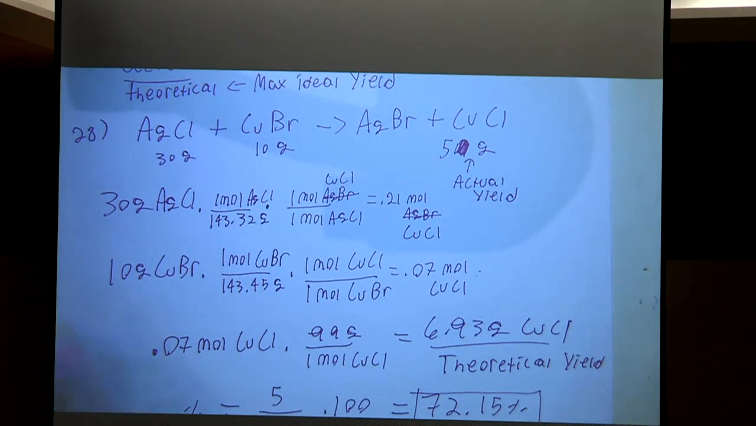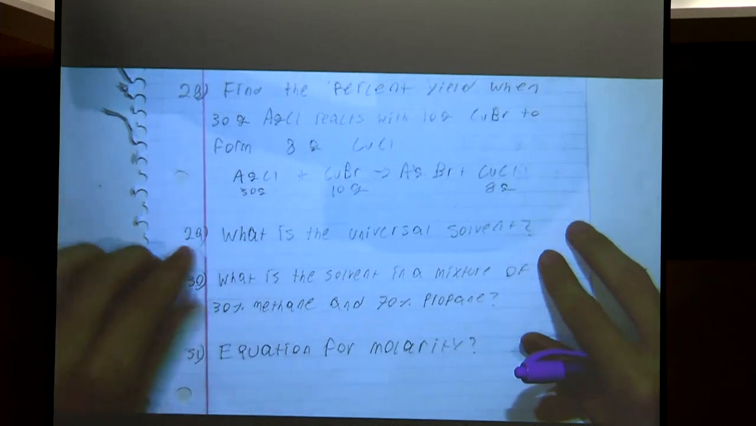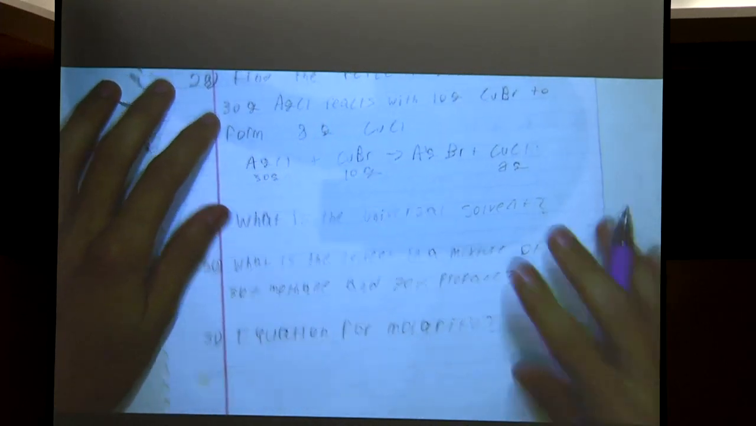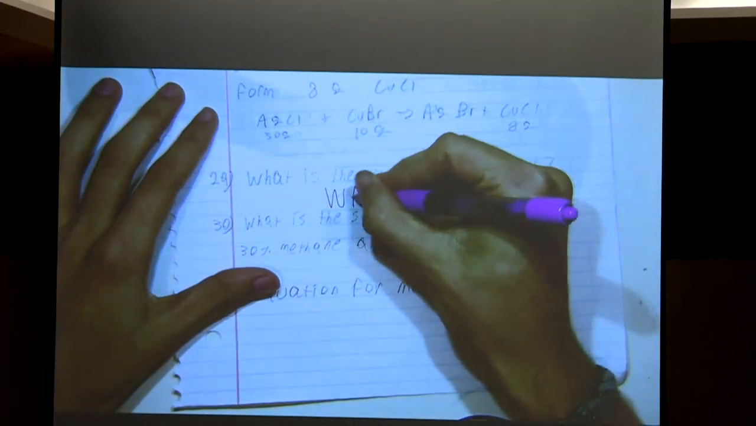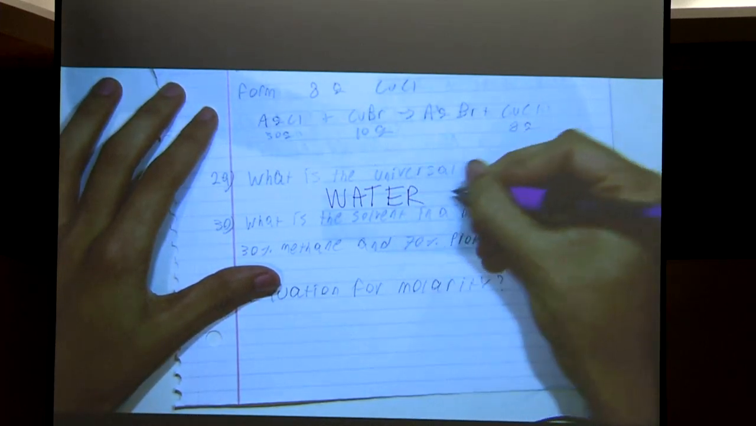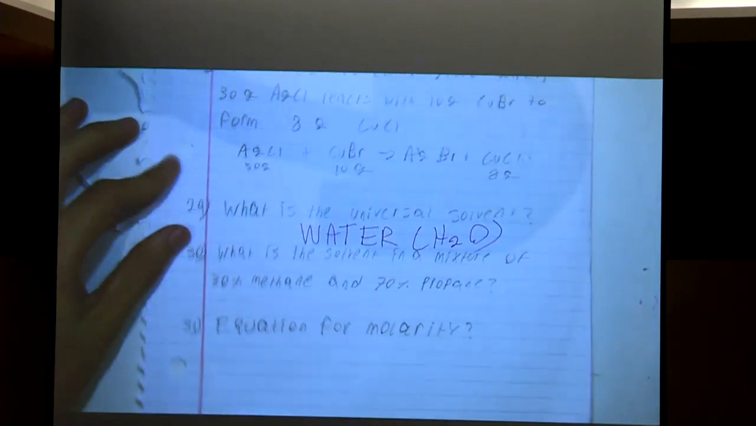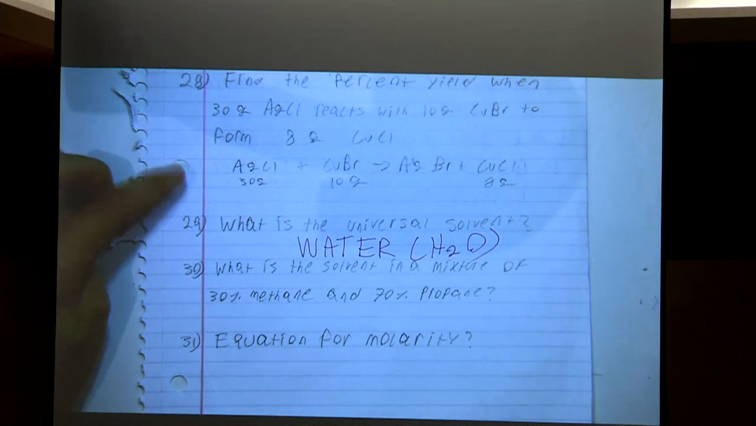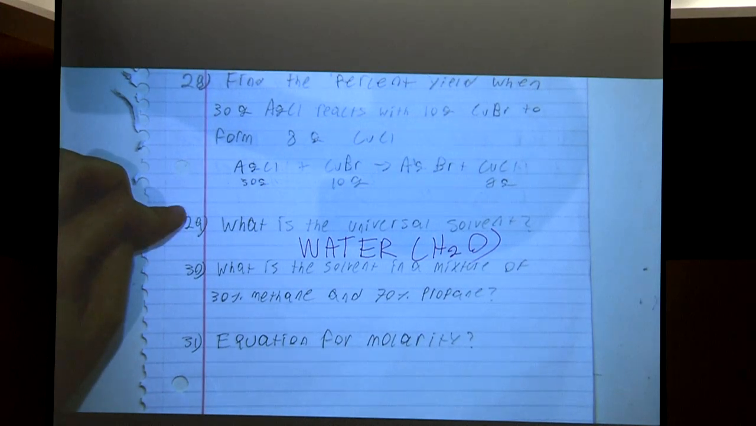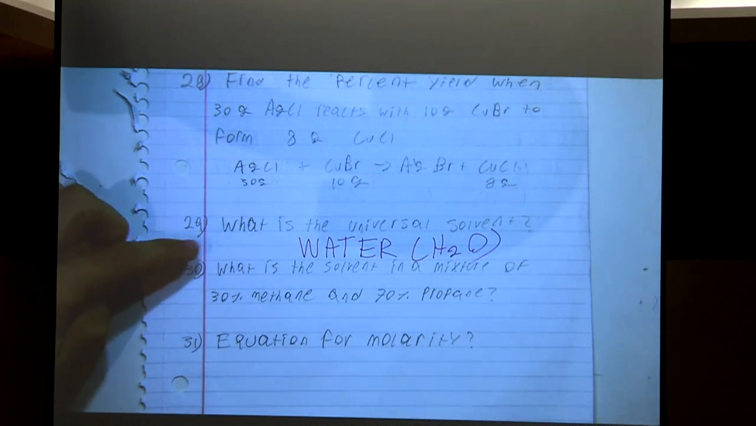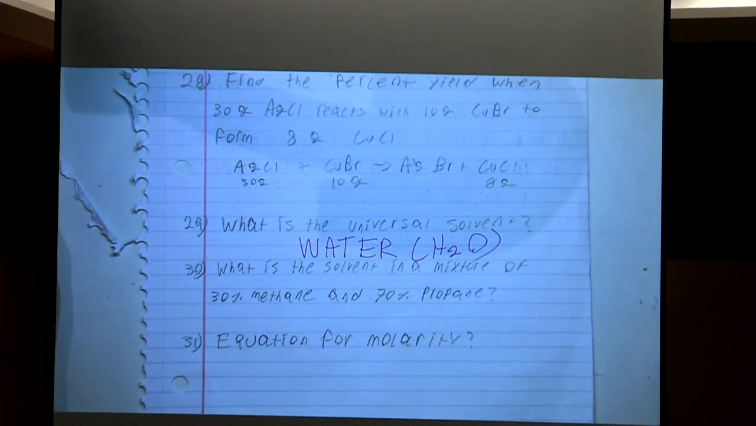All right, moving right along. Question 29, what is the universal solvent? Water. One more time. Water. So, also known as H2O. If you have any problems asking for the solvent and water is involved, even if it's like 1% water, your solvent for that mixture is always water. Always, always, always, always water.